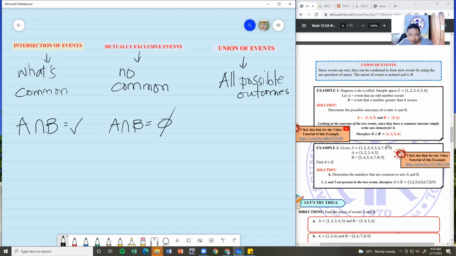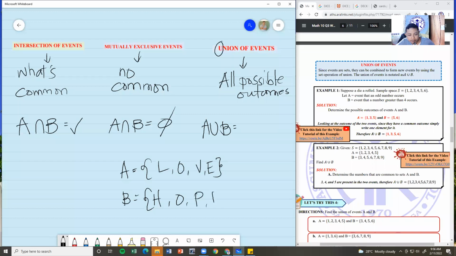this time the symbol will be different. Union, taking the symbol of U, that's the union of events. For example, we have A, which is L, O, V, and E. And this is 4. And for the event B, this is hope, H, O, P, E. In intersection, we are only taking O and E for the intersection. Of course, it will not be possible for mutually exclusive events kasi meron silang common. In the union of events, we get all.